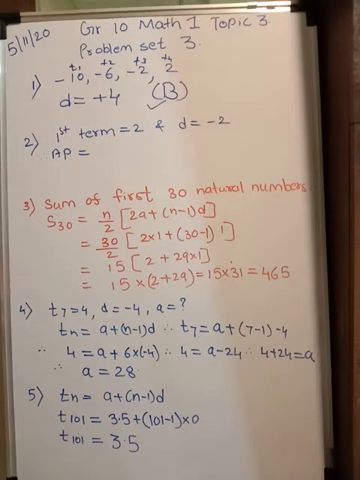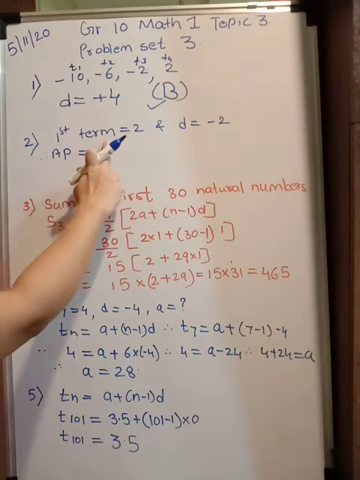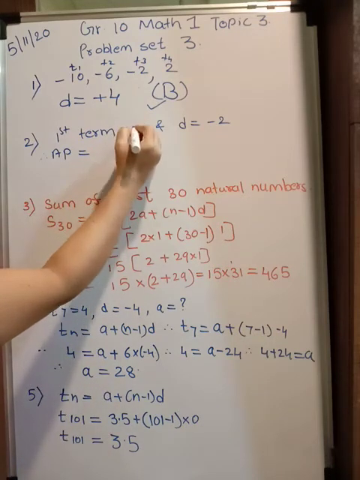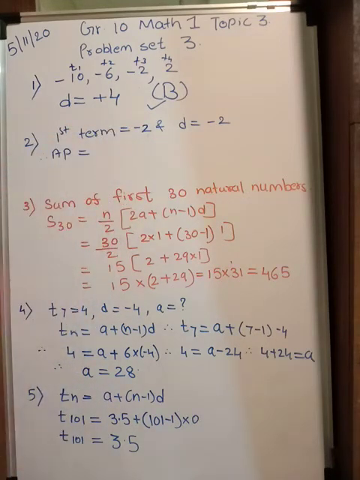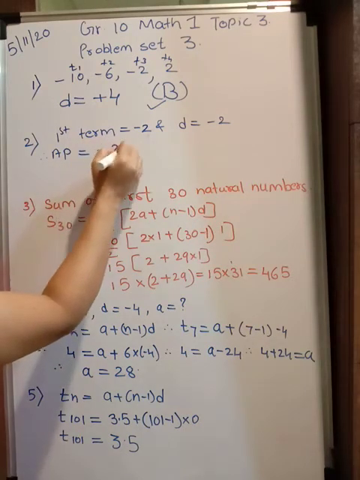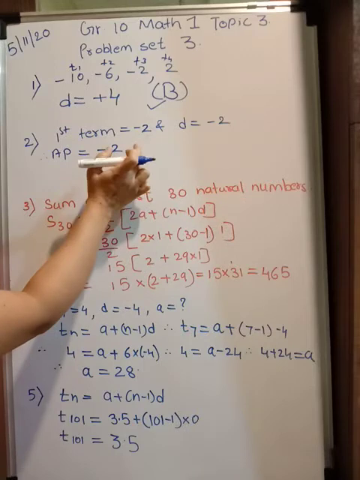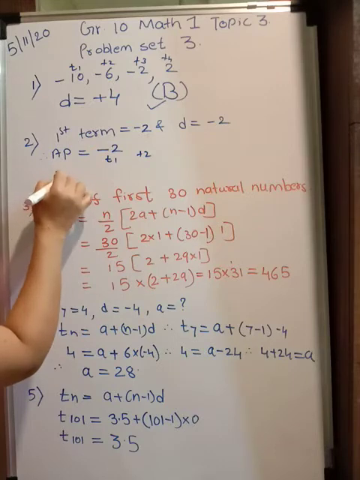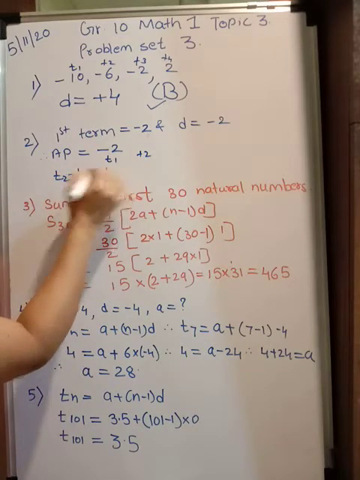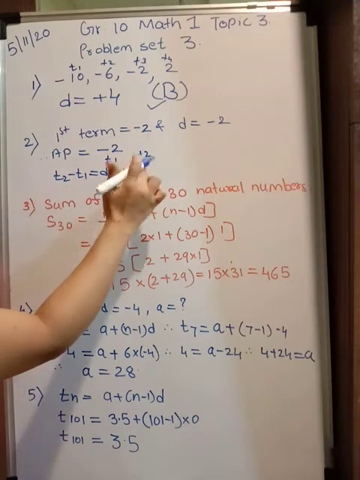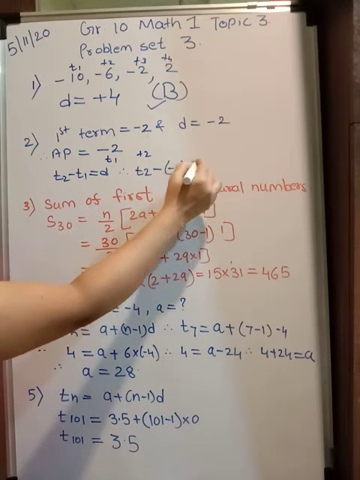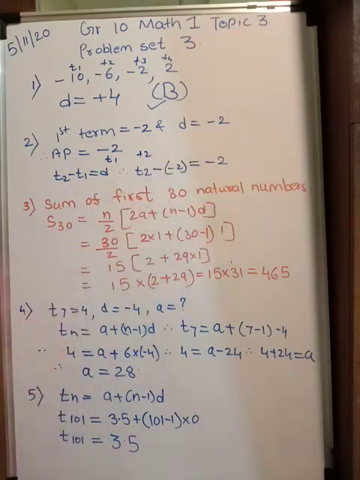Let's go to the second. The first four terms of an AP are dash, whose first term is -2 and common difference is also -2. So we have to find the AP. The first term is -2. Now the difference is -2. That means the difference between T2 and T1 is -2, so T2 minus T1 equals the common difference. What is T2? T2 minus T1, and T1 is -2, is equal to -2.